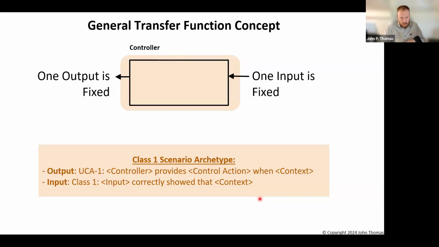And all of these archetypes are going to use the concept of a transfer function. If you're not familiar, it's basically the idea that we have some box that is doing something. It receives inputs and it provides outputs. And without knowing how the box works or what's inside, can we describe the unsafe behavior in terms of input and output? Can we describe what unsafe controller behavior means by saying if you get this input and you provide this output, that is unsafe? You should never do this output when this is happening.